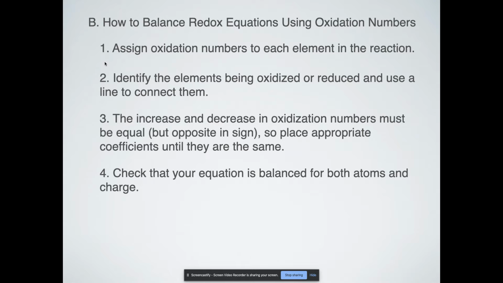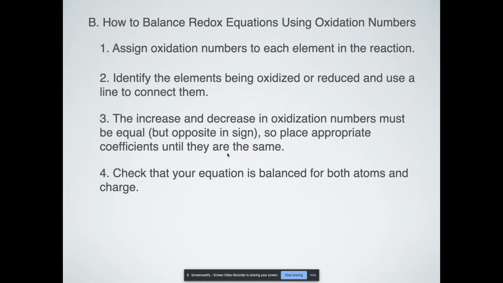The first thing you need to do is assign all of the oxidation numbers for every single element in the reaction, identify the elements that are being oxidized or reduced, and use a line to connect them. And then what we want to do is increase or decrease the oxidation numbers so that they are equal but opposite, right? So if we have a +3 change overall, that means we need a -3 change in order to balance it.